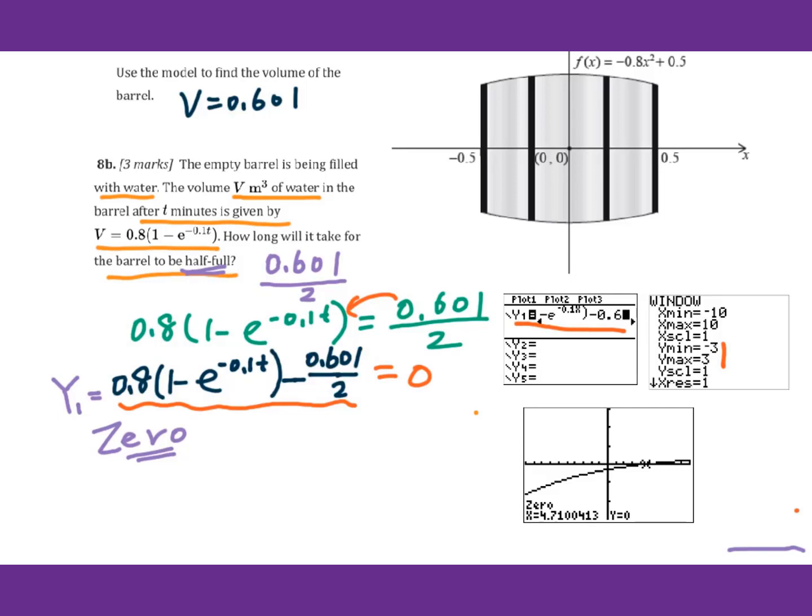If you set up the standard window, you cannot see this x-intercept. So you get a graph like this, and get a 0 that equals 4.71. So t equals 4.71 seconds.